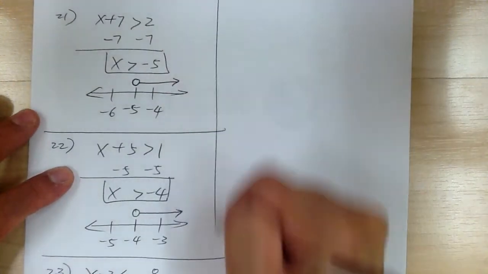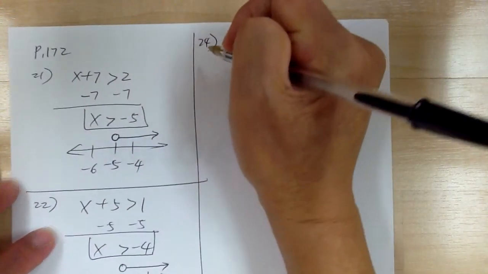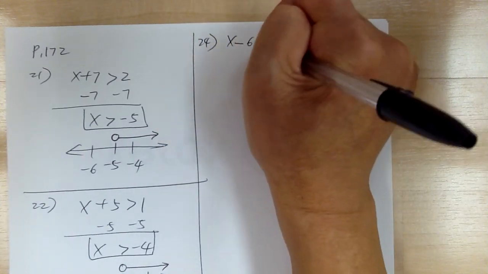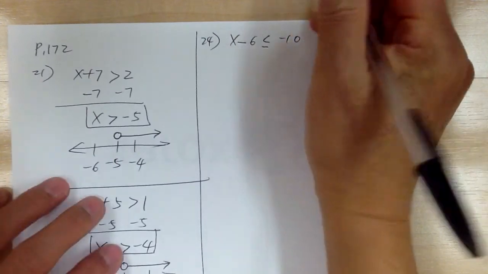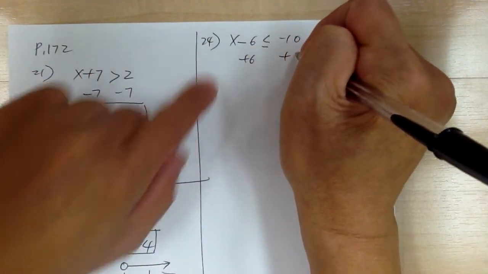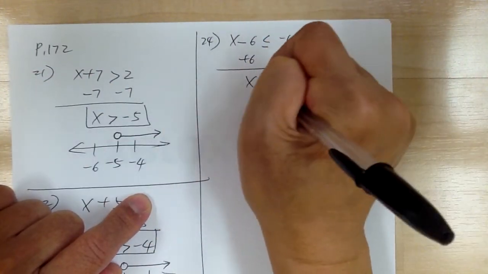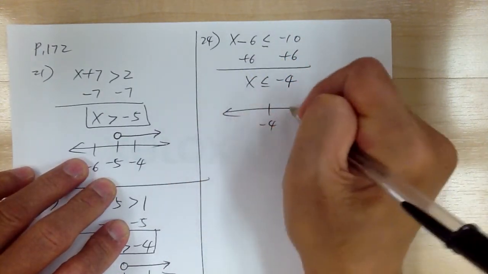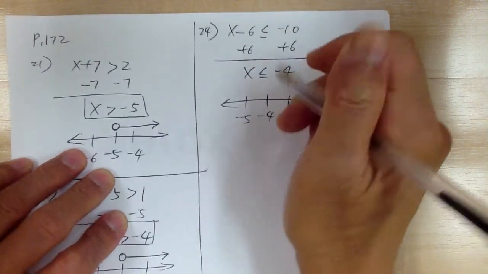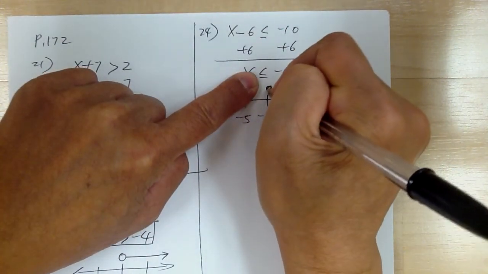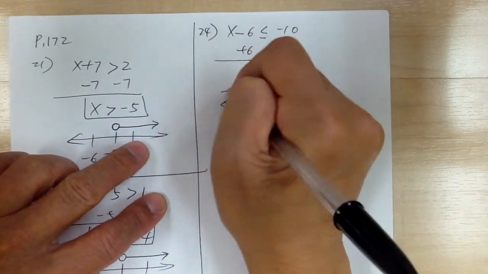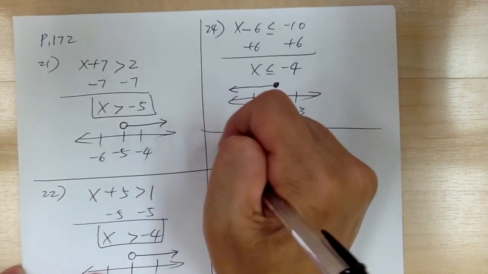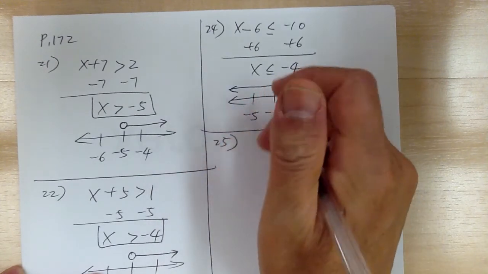Okay, let's go to 24. You have x minus 6 is less than or equal to negative 10. So plus 6, right? You're solving for x, right? Plus 6. So you got x is less than or equal to negative 4. So when you graph, here's your negative 4, negative 3, negative 5. Again, this is a closed circle. Put a dot over here, and it's going this way. Okay, and that's it. So again, inequality is not that difficult. Just follow the steps. Okay, let's go to 25.